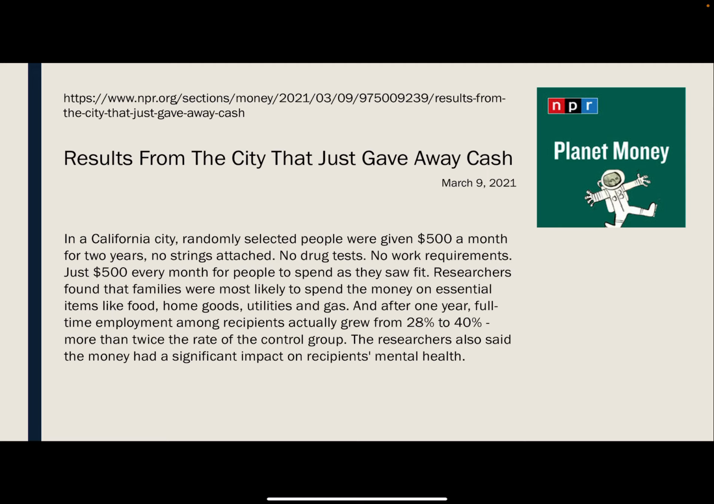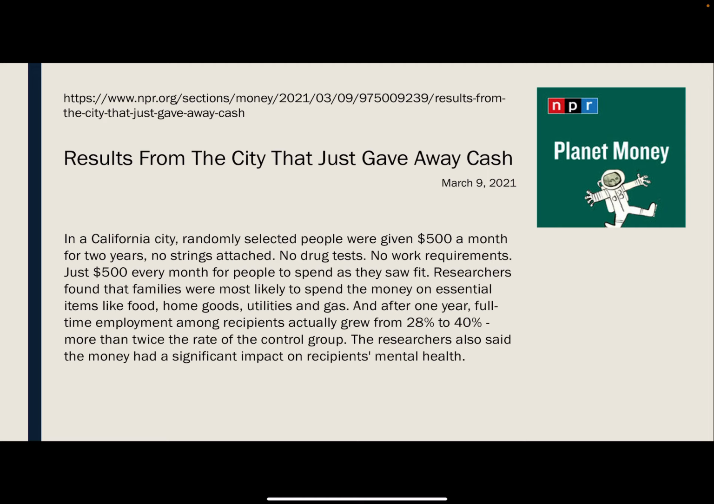So this said there was a California city, and they selected people and just gave them $500 a month for 2 years. No strings whatsoever attached. They just gave the families $500 a month. No drug tests, no work requirements, nothing. And then they looked to see how this affected those families compared to families that were not given the money. And by the way, this was in a city that was really struggling financially.